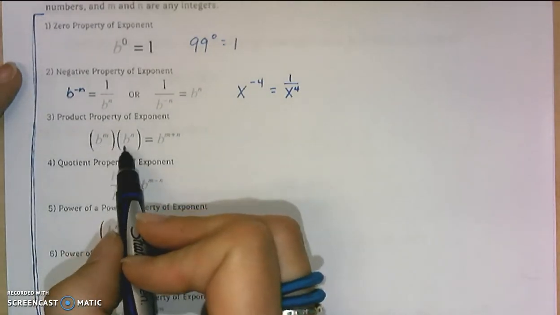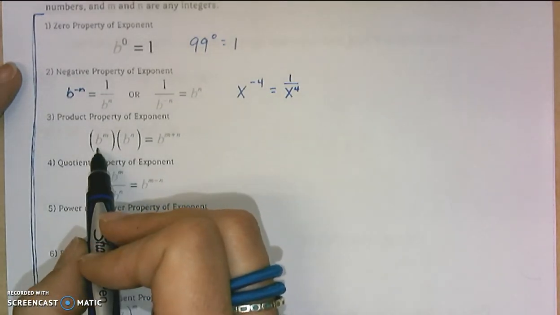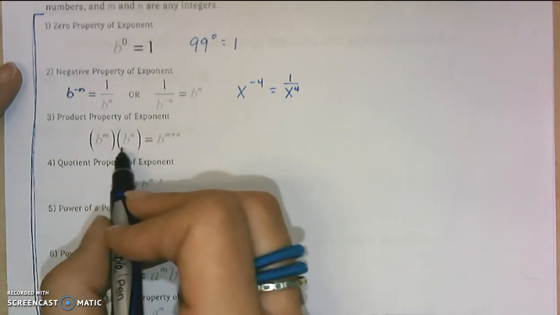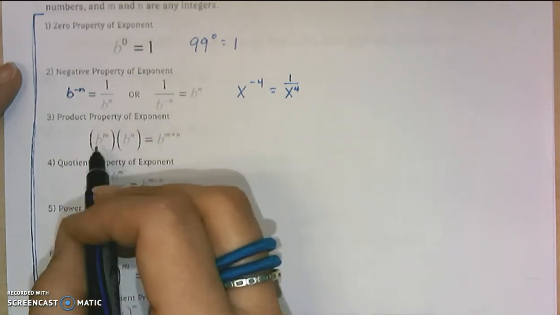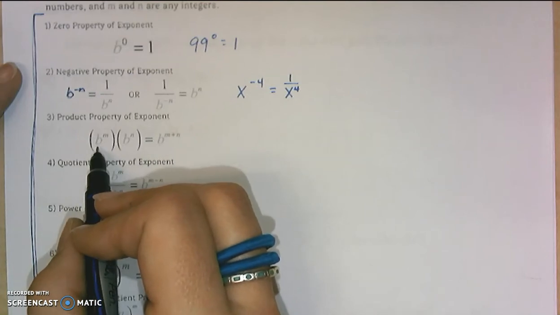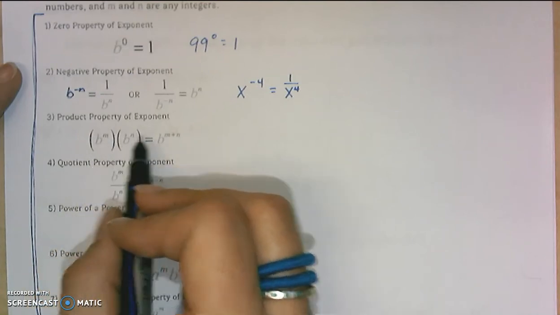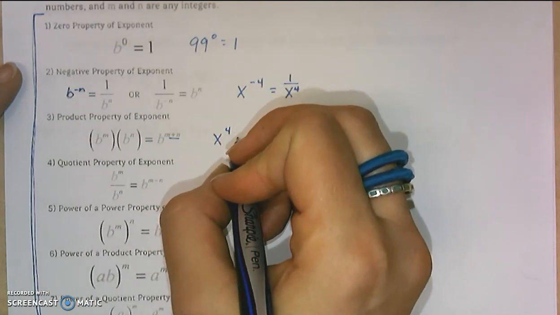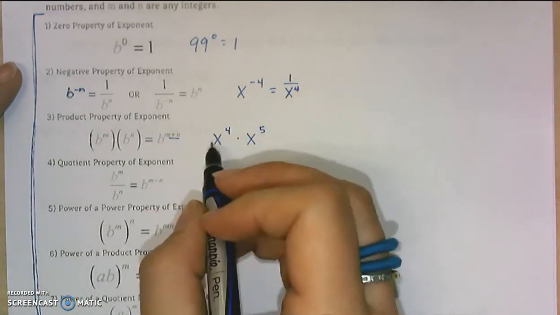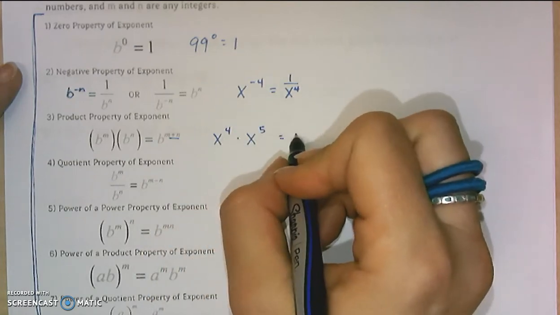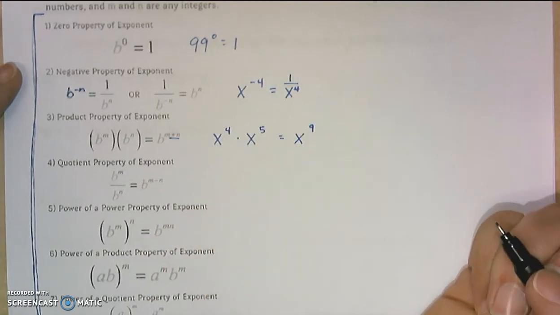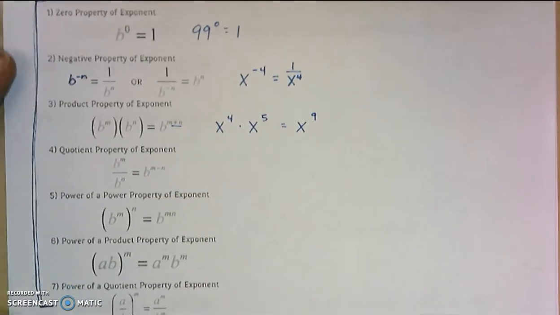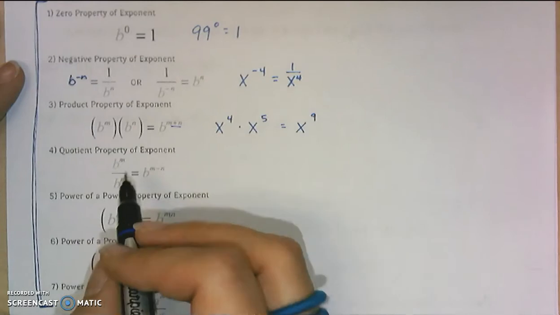When you're multiplying two quantities that have the same base, that have exponents, when you're taking this times this, you just add your exponents. For example, x to the 4th times x to the 5th. Notice they're both x, so then I can make this x to the 9th. You're just adding the exponents. So when we multiply, we add. And then when we divide, we're going to subtract.